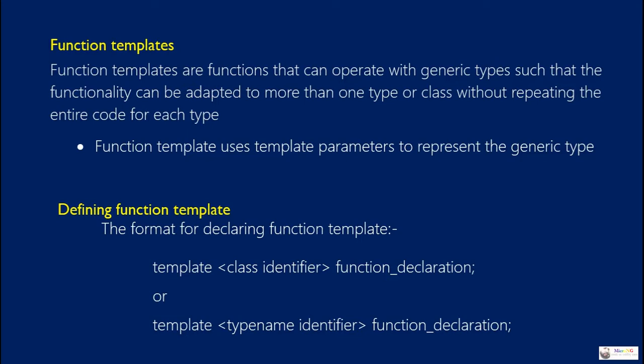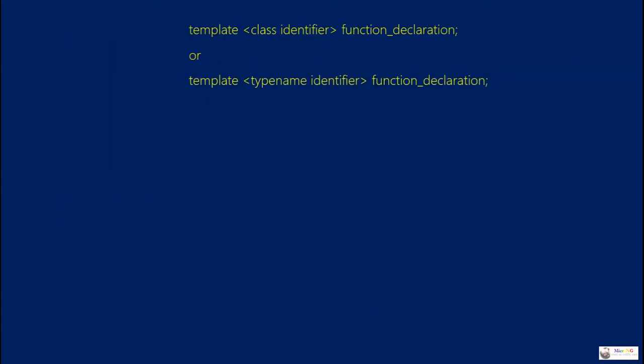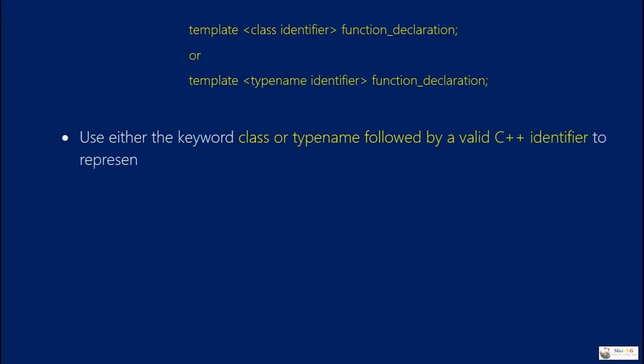So while we are declaring a function template, we have to use the keyword template followed by either the keyword class or typename and a valid C++ identifier that represents the template parameter, followed by a function declaration or function definition for the template. Use either the keyword class or typename followed by a valid C++ identifier to represent the template parameter.